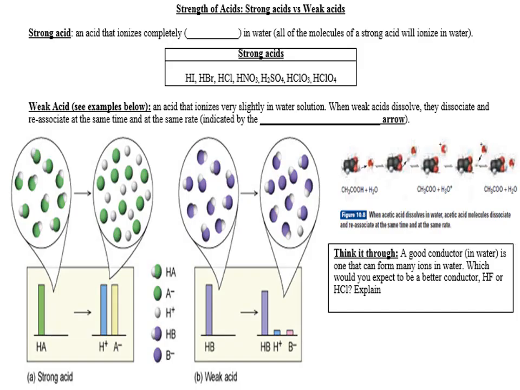So we'll start off with strong acids. A strong acid by definition is an acid that ionizes 100% in water to form H+.